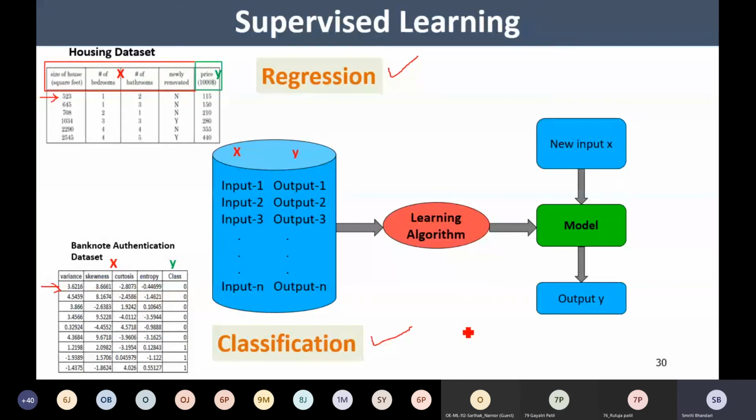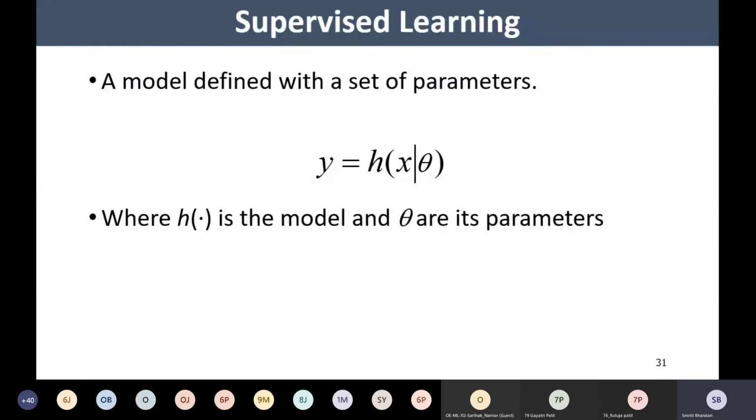Yes, ma'am. Okay, so let us see now some mathematical formulation for supervised learning. Under supervised learning, we are defining a model. As I mentioned, our model is nothing but a mathematical function with some set of parameters. So our model is described like y is equal to h of x given theta. What we mean by that is, this h is nothing but a mathematical function and that is known as the model. So this h is the model and the thetas are the parameters that are being used to define this model. And x is my input.